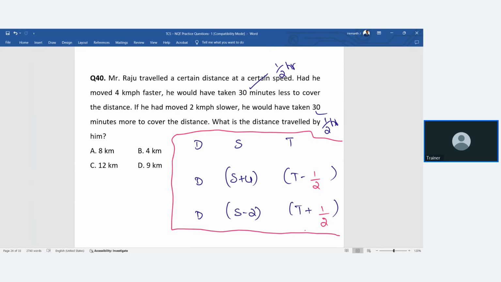Some people will say, sir, I'll do trial and error. It's your choice. If you are very good in checking trial and error, fine. If you are very good in equation solving, use this. So what's the answer?